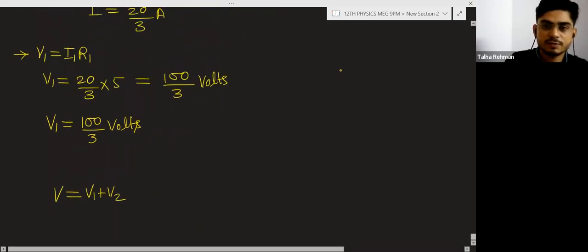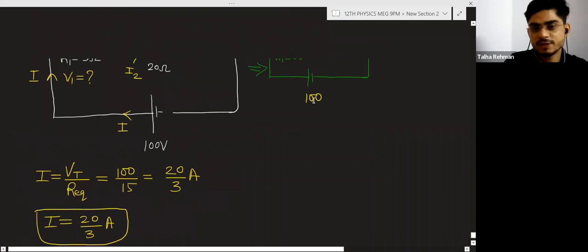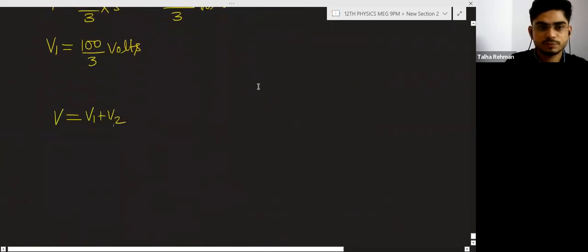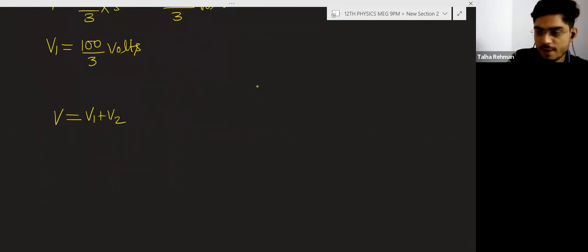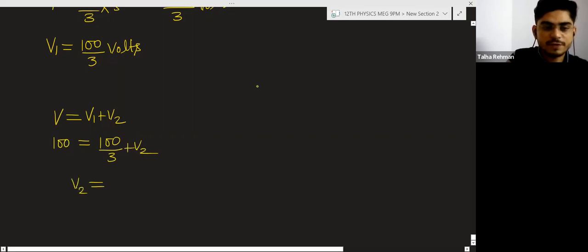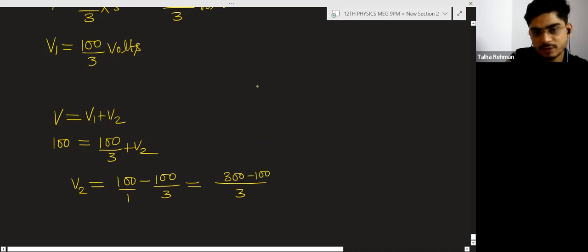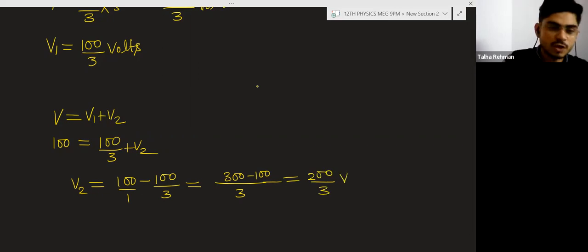From this circuit you can write 100 is equal to V1 plus V2. So V is given as 100 and V1 is 100 by 3 plus V2. So you will get V2: 100 minus 100 by 3. Take the LCM as 3, this will become 300 minus 100, which is 200 divided by 3 volt. So now we have V2.